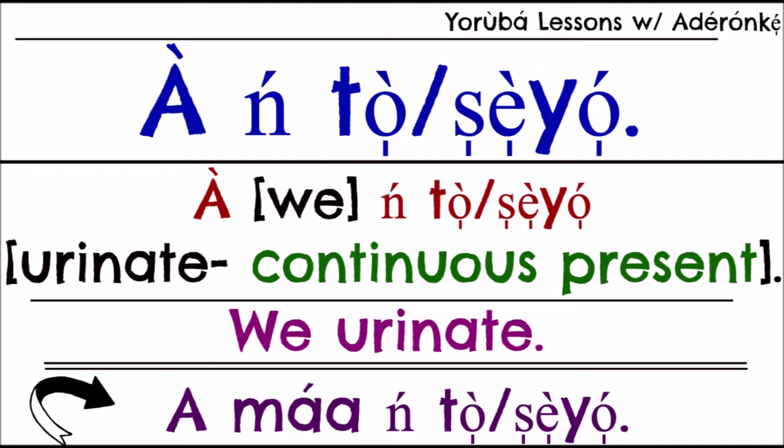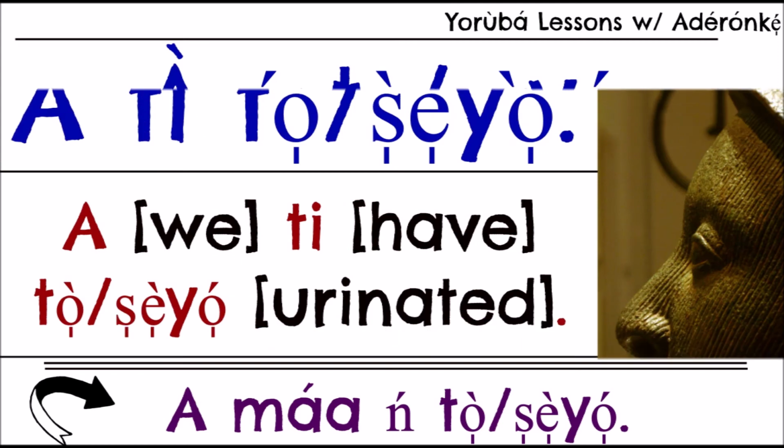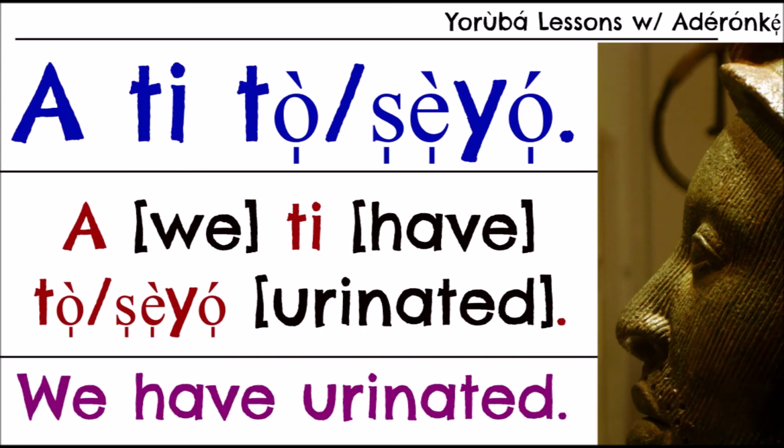I don't know why my throat is getting so dry. I apologize. Anto and sheyo, we urinate. It's something that we're able to do. Or you could say amanto, amansheyo. We urinate. And lastly, for we have urinated would be atito or atisheyo. We have urinated.